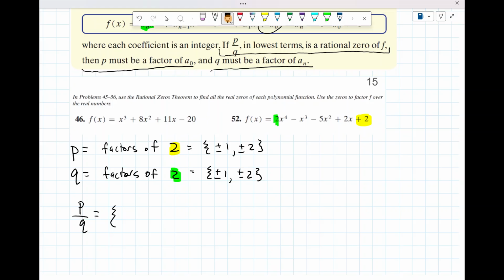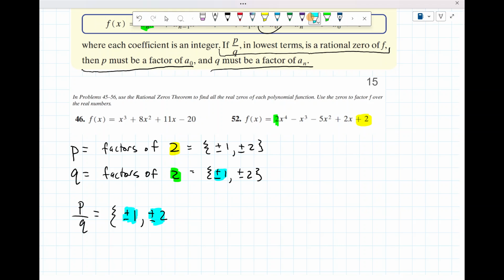Now, first, I'll just divide everything in the top by what's on the bottom. And so we'll divide everything by plus or minus 1. So plus or minus 1 divided by plus or minus 1 is just going to give us plus or minus 1. And plus or minus 2 divided by plus or minus 1 will just give us plus or minus 2. So these first two values come from dividing both of the possibilities for p by plus or minus 1.